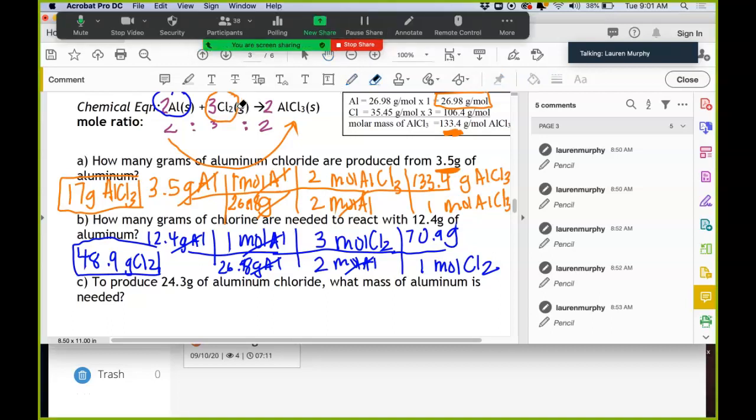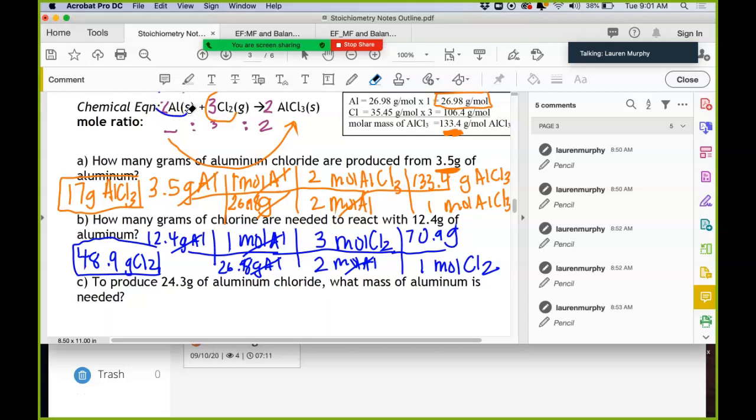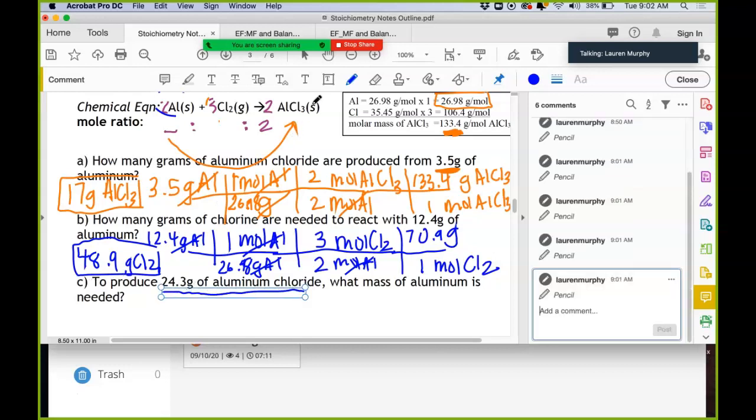All right, so let's work through this and see what we get. Okay, so it says 24.3 grams of aluminum chloride. That's how much aluminum chloride we want to produce. So that's this guy.